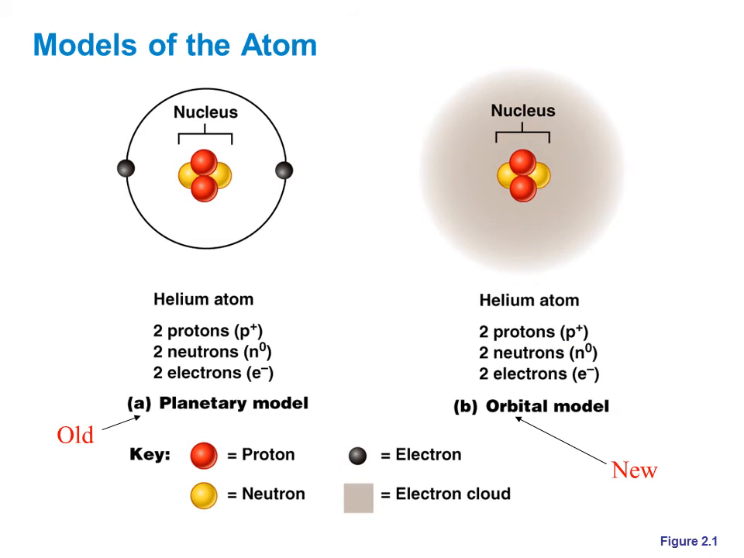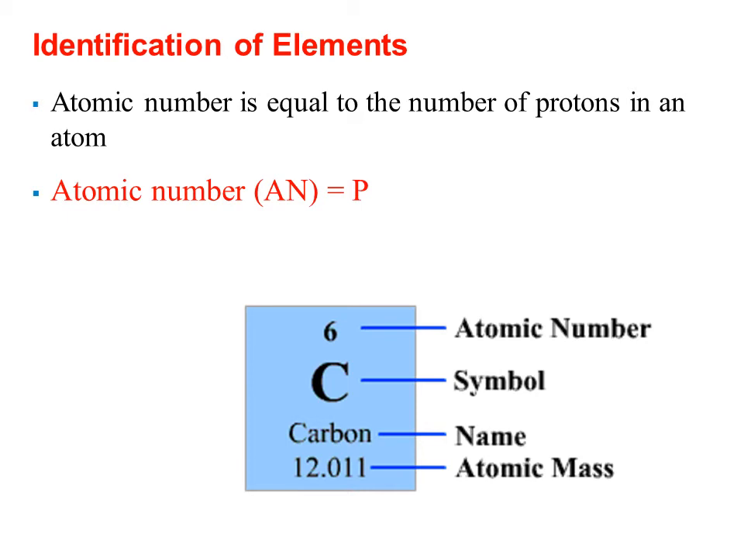This slide shows the old planetary model versus the new orbital model. When I ask you to draw a planetary model, you would need to have a little bit of information. On the periodic chart, every element is drawn as the symbol, the name. At the top of the box will be the atomic number, and at the bottom of the box will be the atomic mass. We'll need all this information when you're supposed to draw the planetary model of an element.